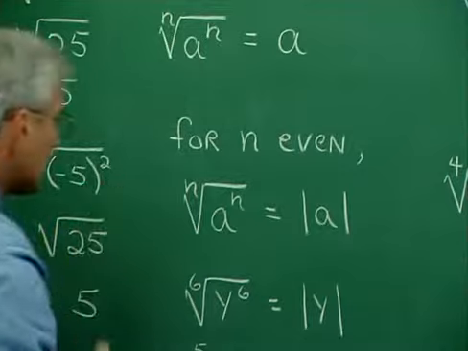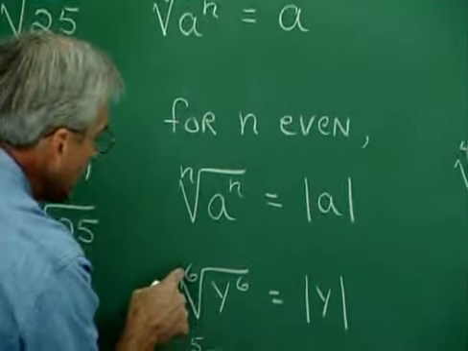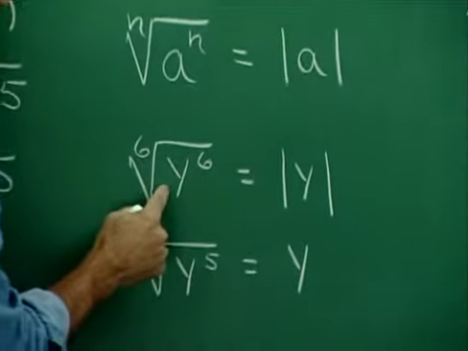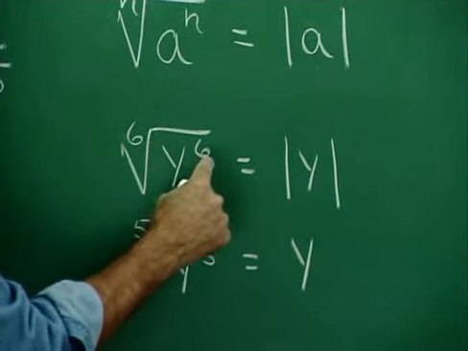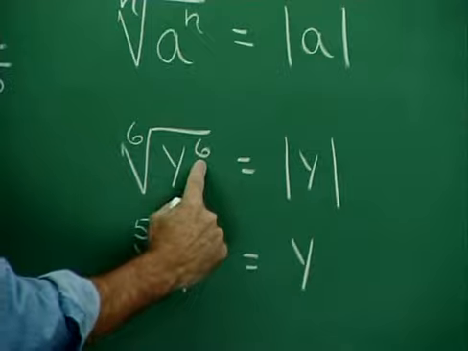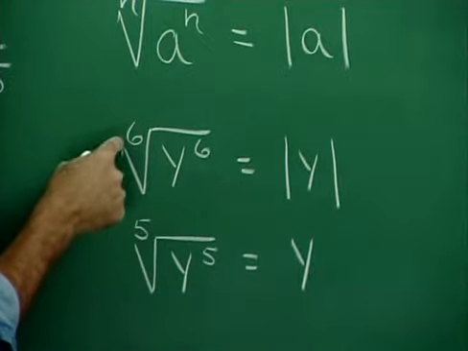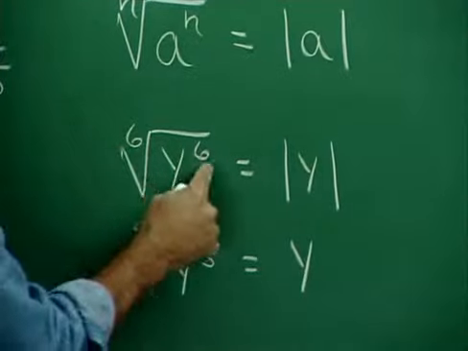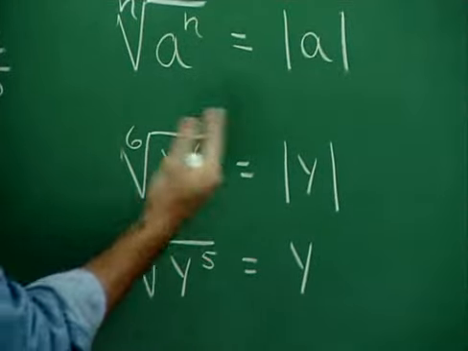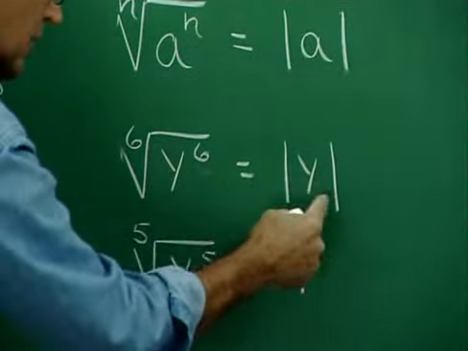Now, let's go through a couple of examples. Here we have the sixth root of y to the 6th power. So we have an even indexed radical. We have the same number here, the same exponent as we have as the index of the radical. They seem to negate one another. But since we have evenness in both cases, the answer is really the absolute value of y.